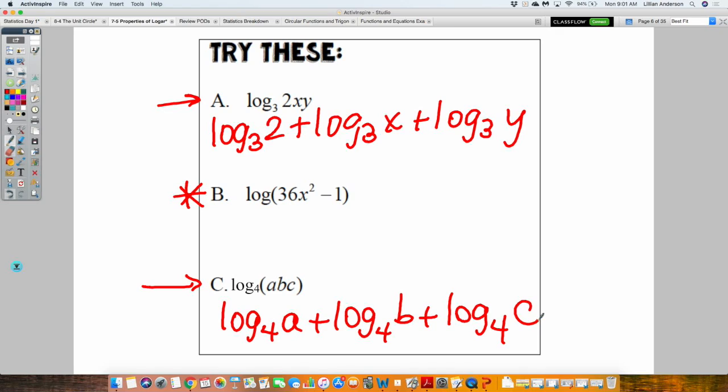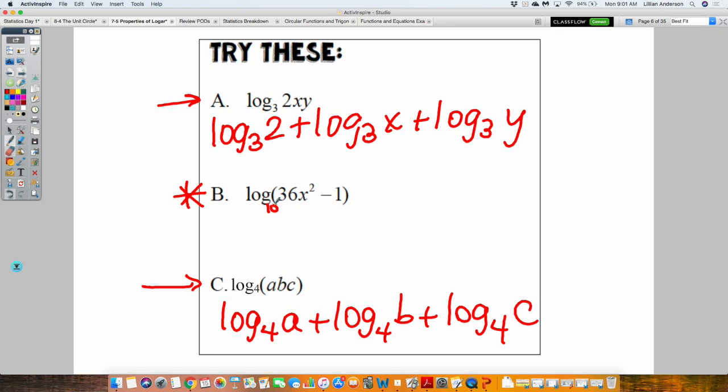Okay, so for this one, I forgot to talk about this last week, but whenever you have a log without a base, it's basically base 10. It's called your common logarithm. Now you don't have to write the 10. Whether you write it or you don't write it, it's still correct. But if you were to try to convert to exponential form, the 10 would need to be there.